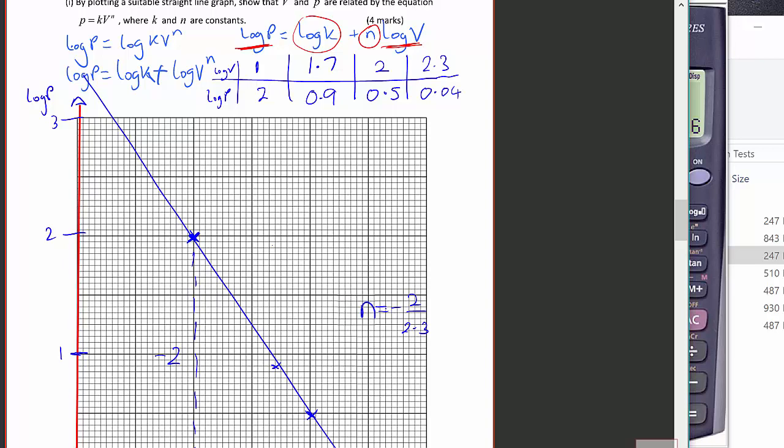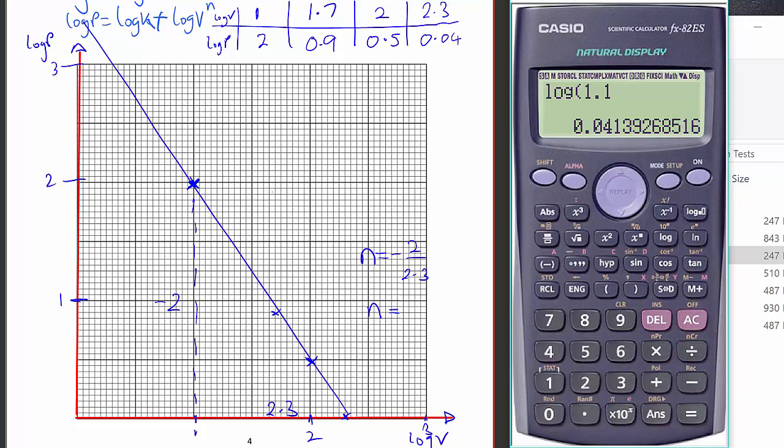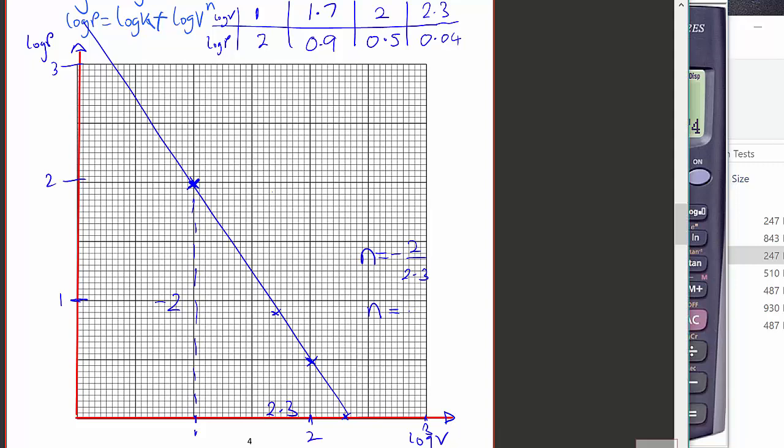So that's n. So n is going to be, let's bring the calculator back in. So 2 divided by 2.3. So let's call that 0.87. So negative 0.87.